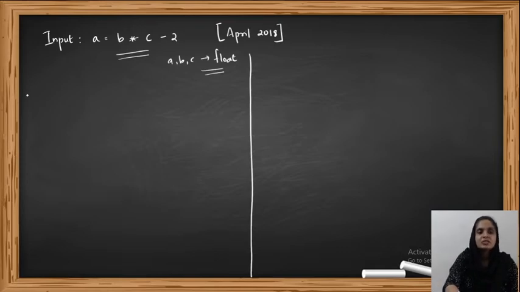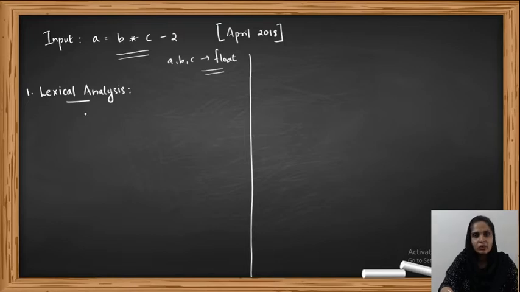So let's move on to the first phase of the compiler, that is lexical analysis. And we know that the role of the lexical analyzer is tokenization. That means when we give the input a is equal to b star c minus 2 to the lexical analyzer, it will convert this stream of characters into a stream of tokens.